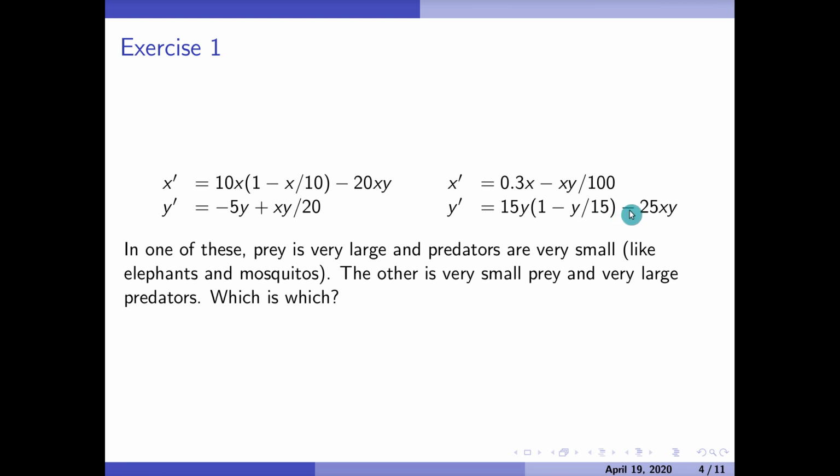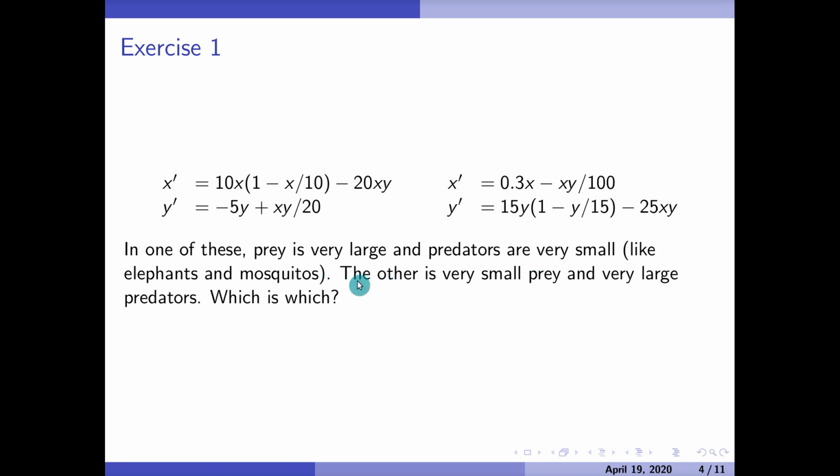By the way, I forgot to correct this. This should be a plus sign here because, as you see, X should be the prey in this system, and Y is the predator, right? Similarly, X is the prey in this equation, and Y is the predator, and so that should be a plus sign here. Okay, so in one of these, the prey is very large and the predator is very small, like elephants and mosquitoes.